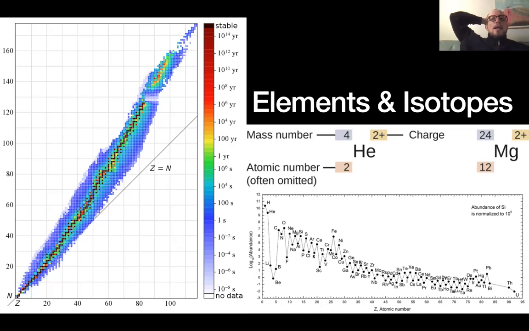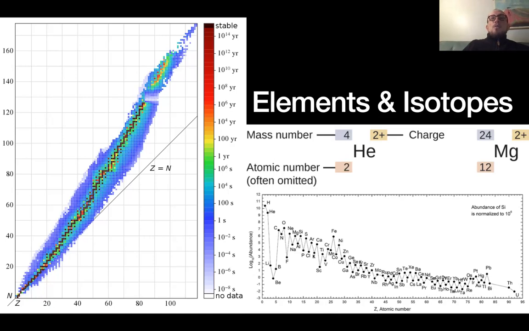That black band is indicating the stable nuclei. Those are the nuclei that form the atoms that are around us every day. Unstable nuclei break apart and decay in various ways, and don't last very long. You can see some of them last for a very short amount of time, sometimes less than a second.